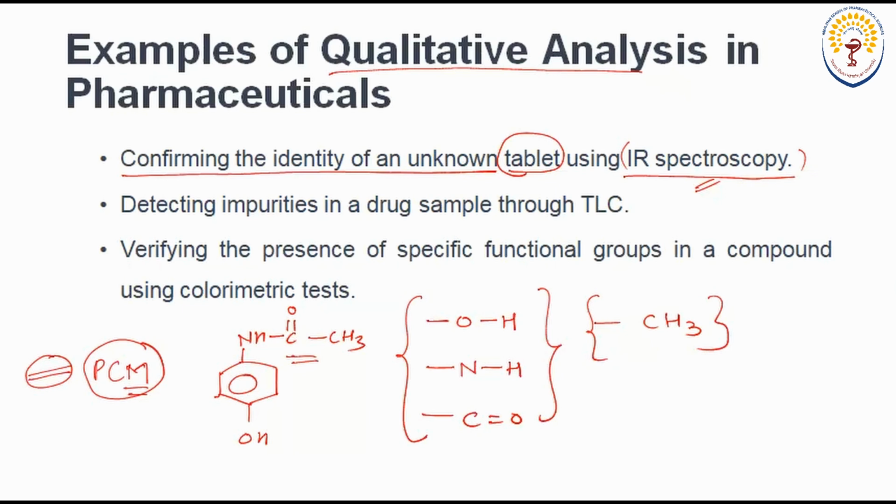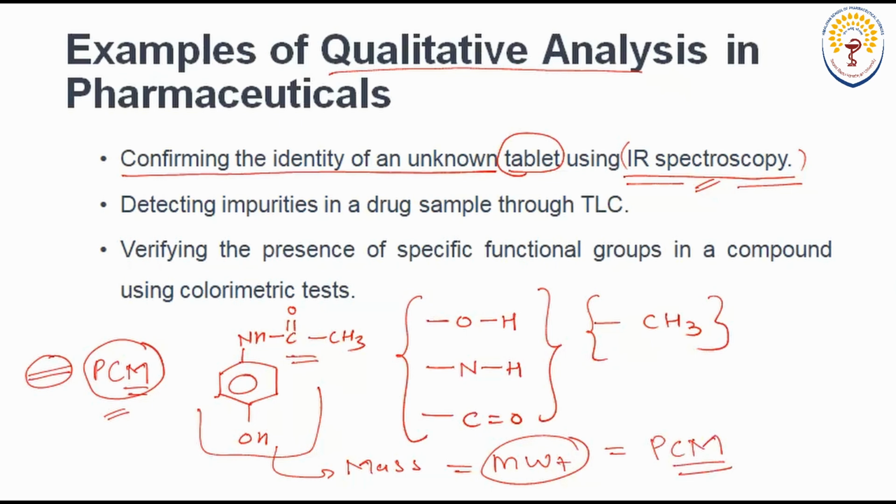Also, another example: say we want to identify PCM in another way, or we want to be more confirmed that this is paracetamol. One thing we did was IR spectroscopy. Another thing we can do is mass spectrometry. Mass spectrometry will tell us the molecular weight of paracetamol. If the molecular weight comes out equal to that of PCM, then we can say that PCM is present in the tablet. So that way we can use qualitative analysis in pharmaceuticals.